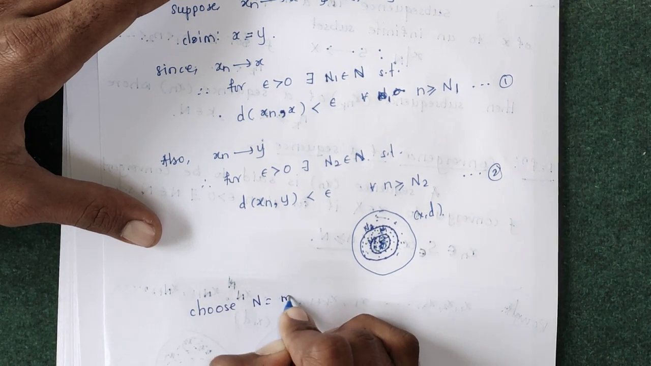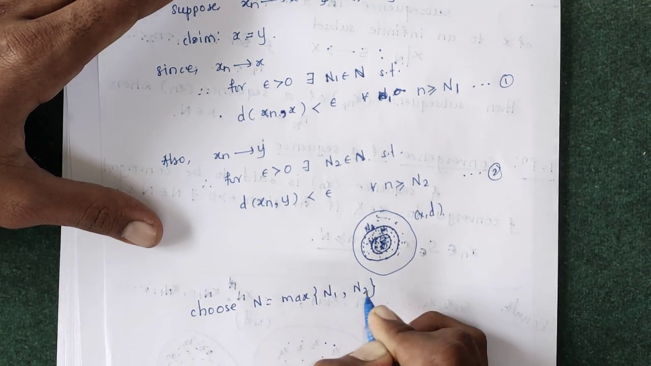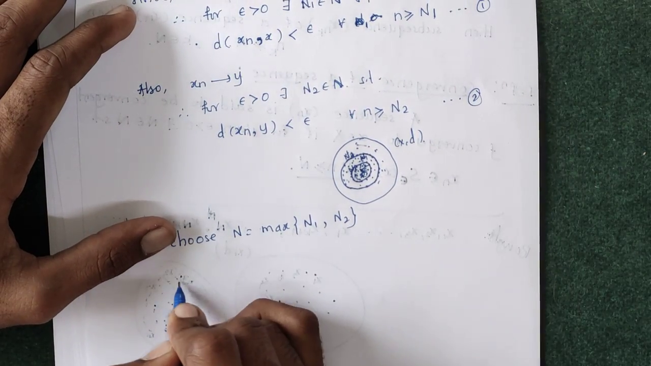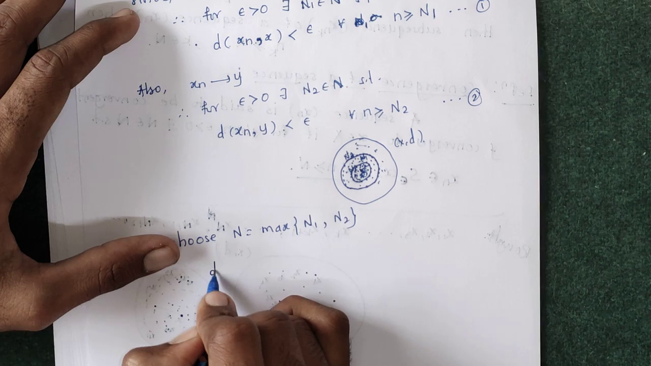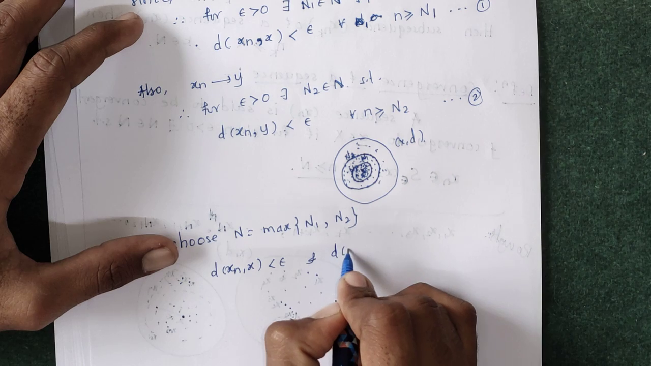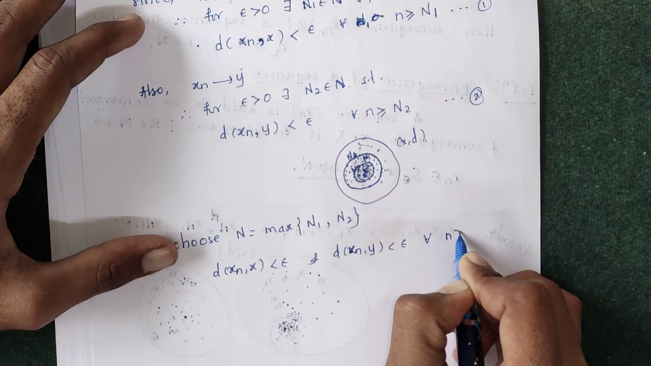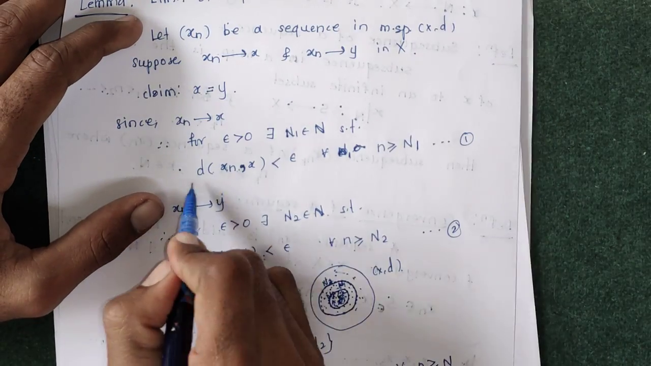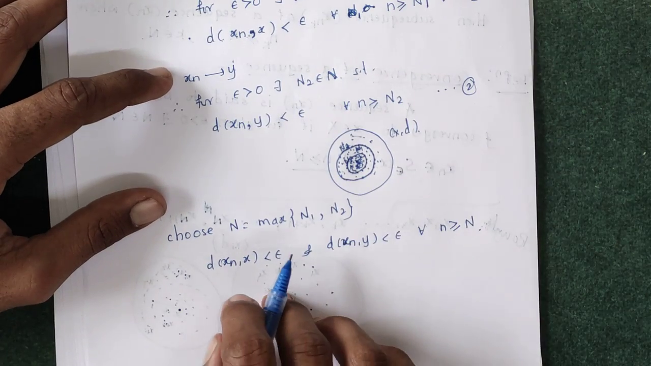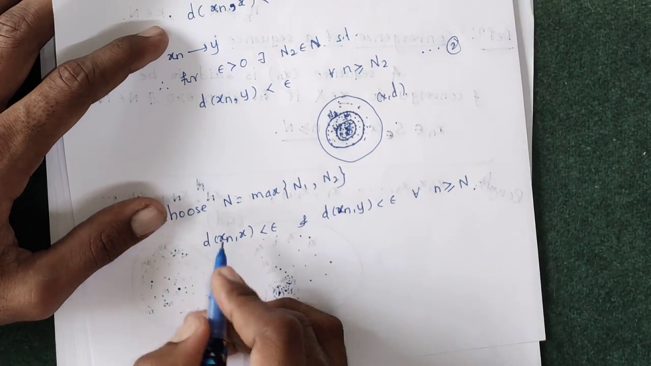If we choose N equal to the maximum of n1 and n2, therefore we can write that the distance of xn and x is less than epsilon and the distance of xn and y is less than epsilon for all n greater than or equal to N. These both inequalities are satisfied if we choose the maximum between n1 and n2: the distance between xn and x and the distance between xn and y are both less than epsilon for all n greater than or equal to N.